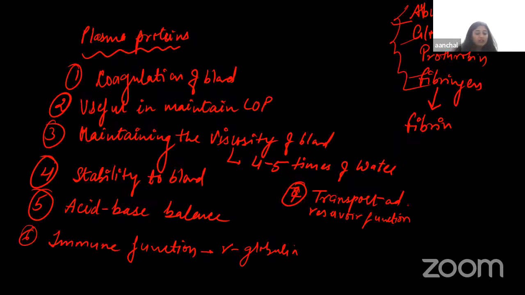So plasma protein forms loose bonds with the hormones, drugs, and metals to serve as a reservoir from which the same are released slowly at an appropriate rate. So these all are the major functions of the plasma protein. I hope all the students got these functions.